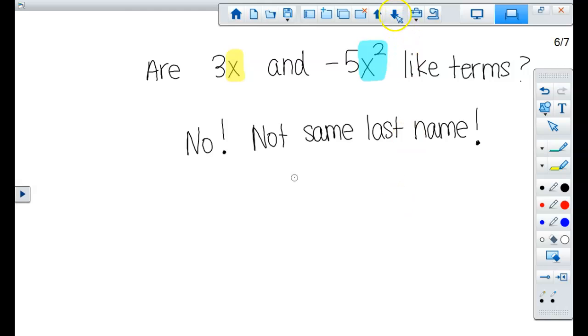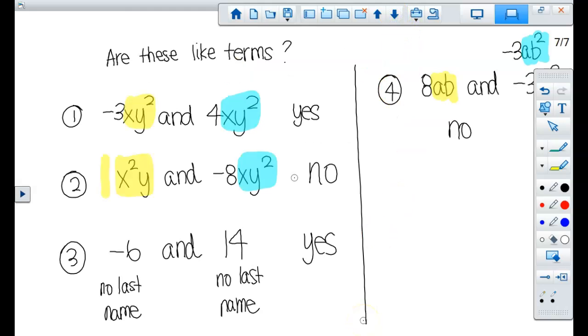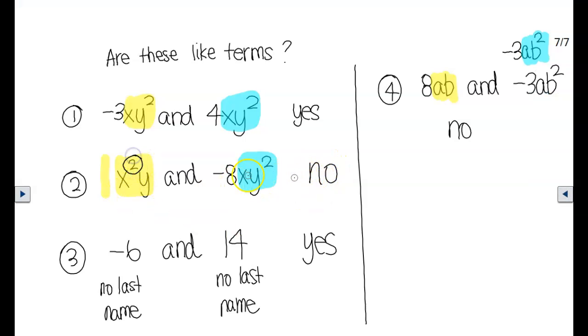perfect match. And then we saw the same kinds of things going over here. xy squared, that would be a yes. X squared y with xy squared would be a no, because these exponents are on different letters in those last names. These would be like terms because they both lack a last name that makes them alike. And then AB and AB squared, not like terms because this B is not squared, this one is. We've got to have exactly the same elements.